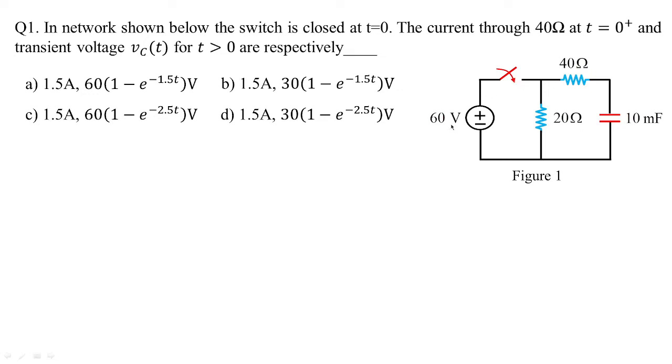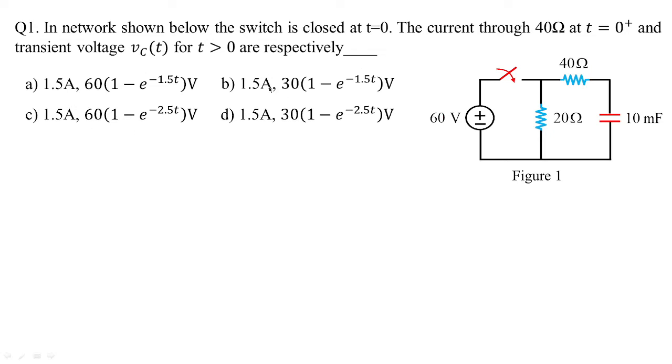Means the 60 volts supplying these passive elements in figure 1 is open, so no current will flow into the circuit. We need to find the current through 40 ohms at t equal to 0 plus, as soon as the switch is closed, and the transient voltage, which is the voltage across the capacitor. Here the capacitor value is 10 millifarads, for t greater than 0 respectively.